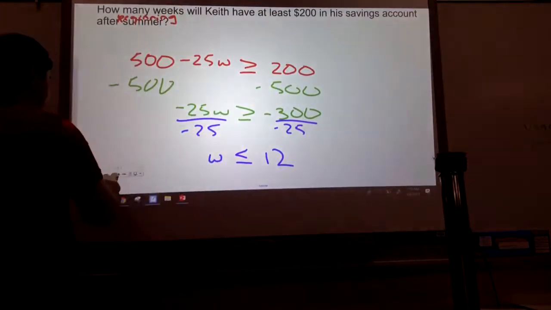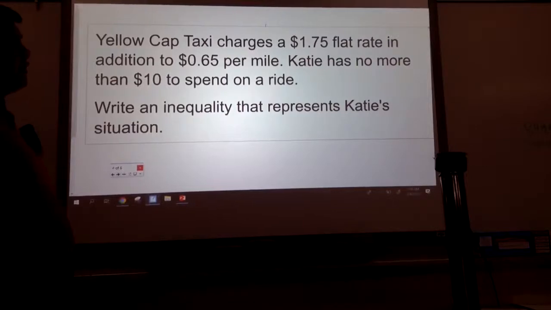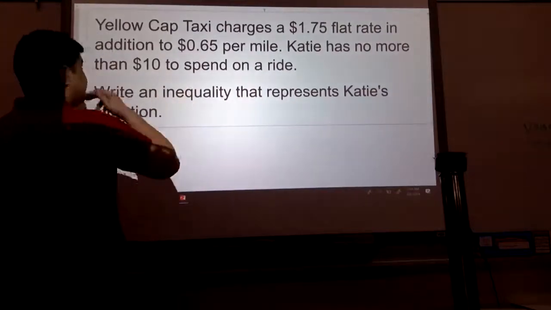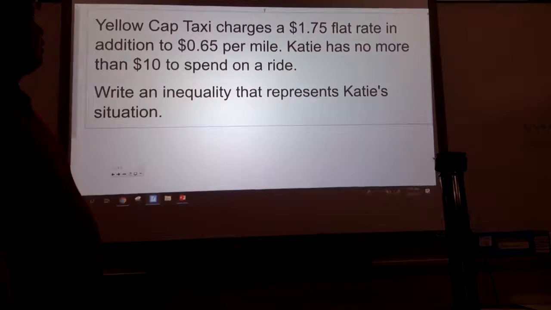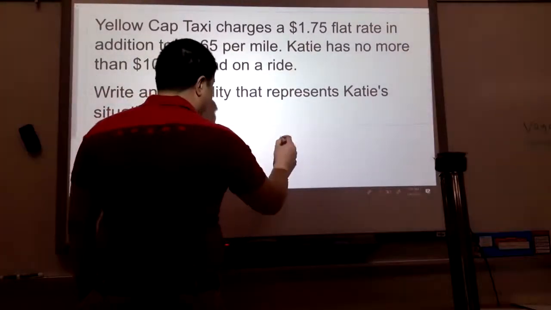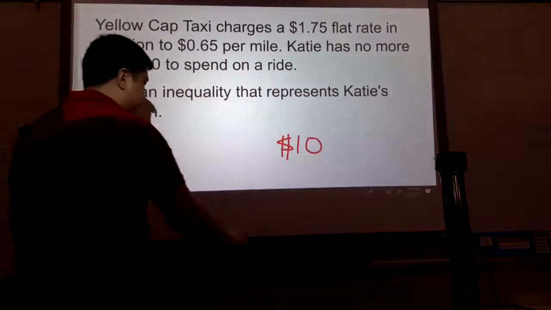Let's take a look at another one. Yellow Cab taxi charges $1.75 flat rate in addition to $0.65 per mile. Katie has no more than $10 to spend on the ride. Write an inequality that represents Katie's situation. So here, she only has $10, and she can only spend as much as $10. So $10 is going to be on one side. She has to spend at most $10. I'm going to write that as 10.